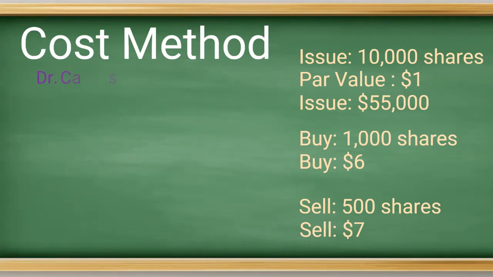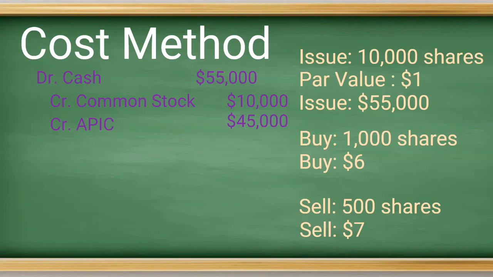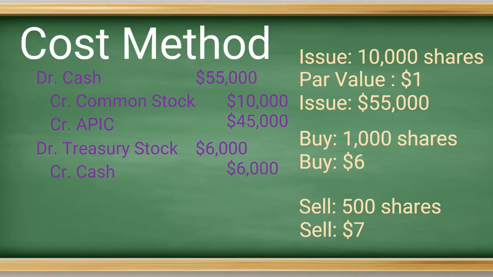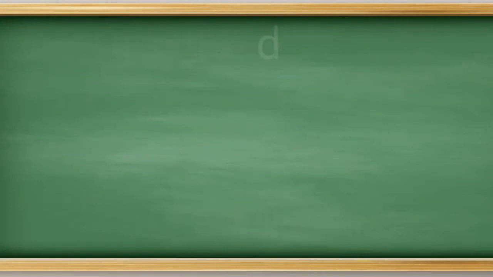You have your issuance, the debit to cash for $55,000, and a credit to common stock for $10,000, and a credit to additional paid-in capital for $45,000. The repurchase is a debit to treasury stock for $6,000, and a credit to cash. Now, the resale. You would debit cash received for $3,500, and a credit to treasury stock for $3,000, and a credit to paid-in capital for $500 for the increase in value.